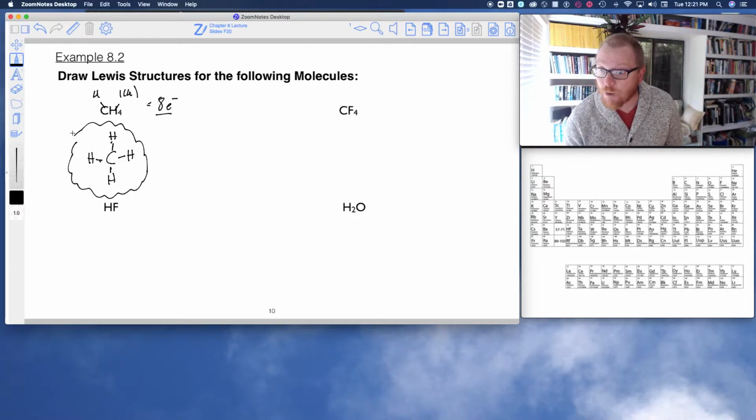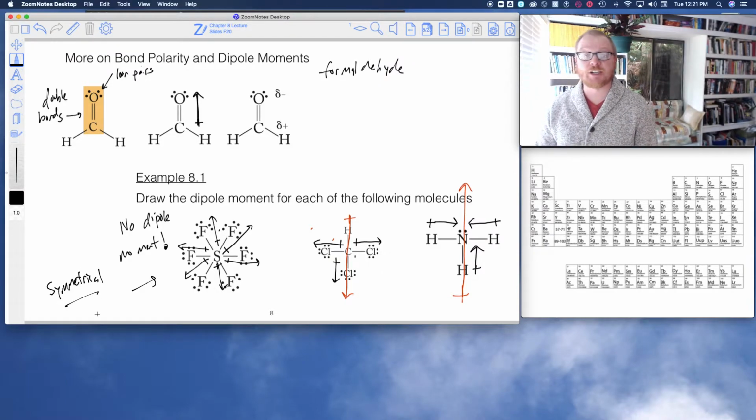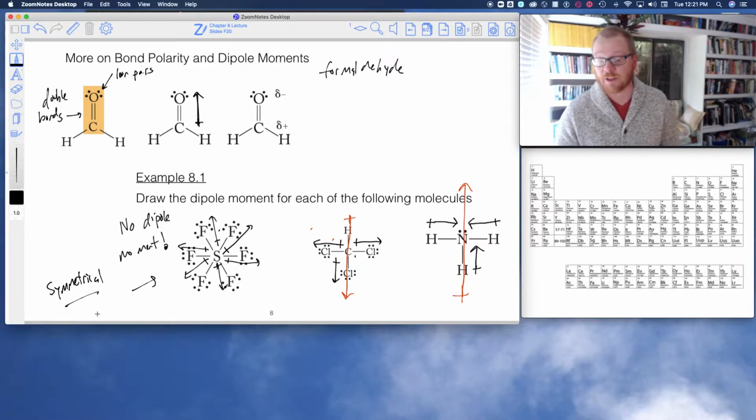No dipole moment because it's totally symmetrical. And I think I forgot to say that on the previous slide. So I'm going to make that note right here. Okay. So this SF6, it's symmetrical. And that's a good indication of no dipole moment when a molecule is symmetrical.